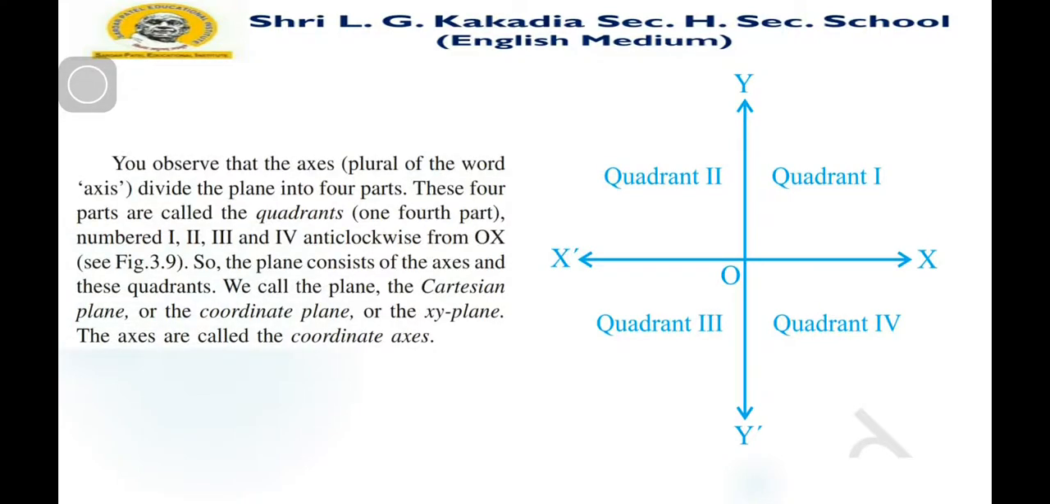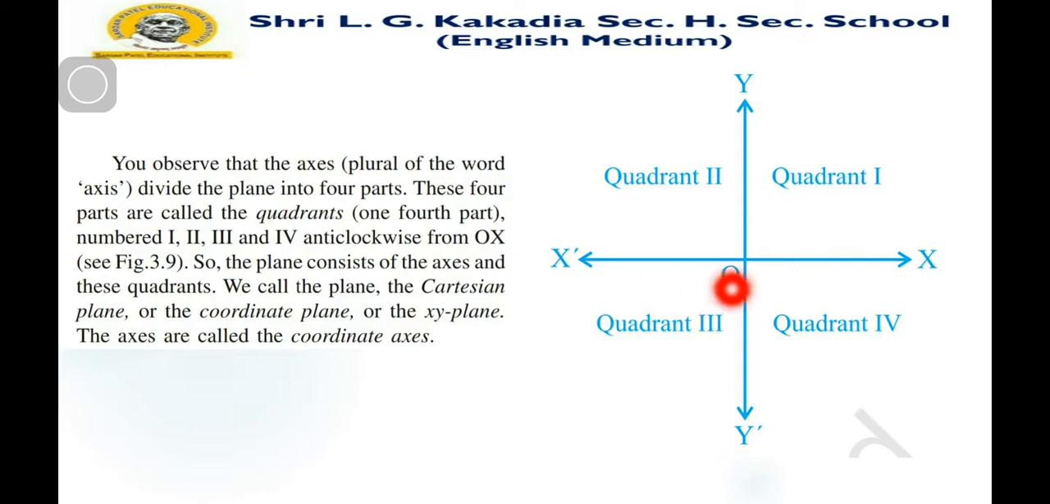So you observe that the axes, plural of the word axis, divide the plane into four parts. These four parts are called the quadrants, meaning 1/4 part of the plane, numbered 1, 2, 3 and 4 anti-clockwise from OX. So the plane consists of axes and these quadrants. We call it the given plane.